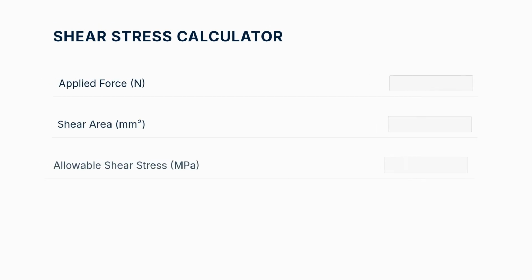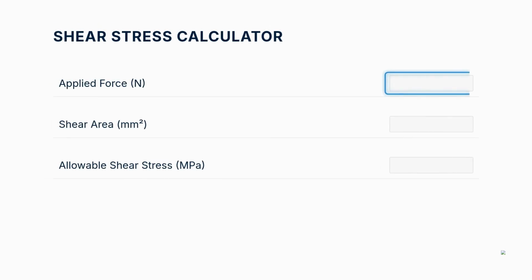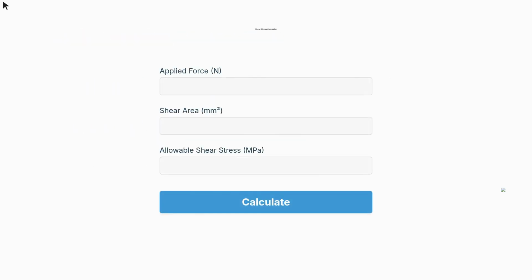Next, enter your applied force in newtons, then input your shear area in square millimeters. Finally, there's an optional field for allowable shear stress in megapascals, which enables factor of safety calculations. For our example, I'll enter 10 newtons for applied force, 10 square millimeters for shear area, and 10 megapascals for allowable shear stress. After clicking Calculate Shear Stress, we get our results.